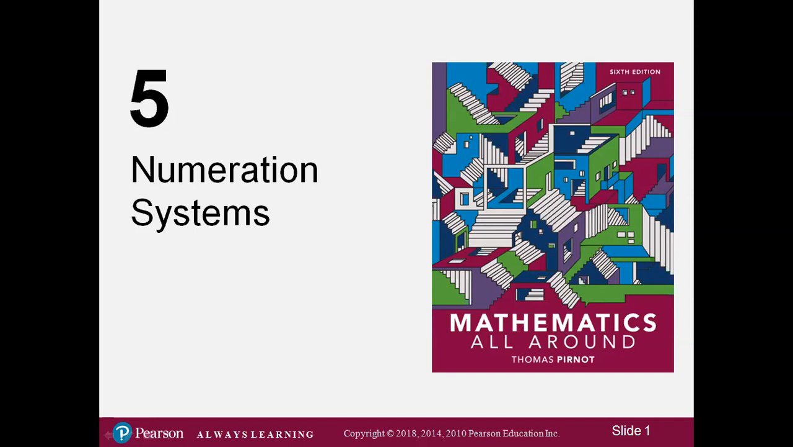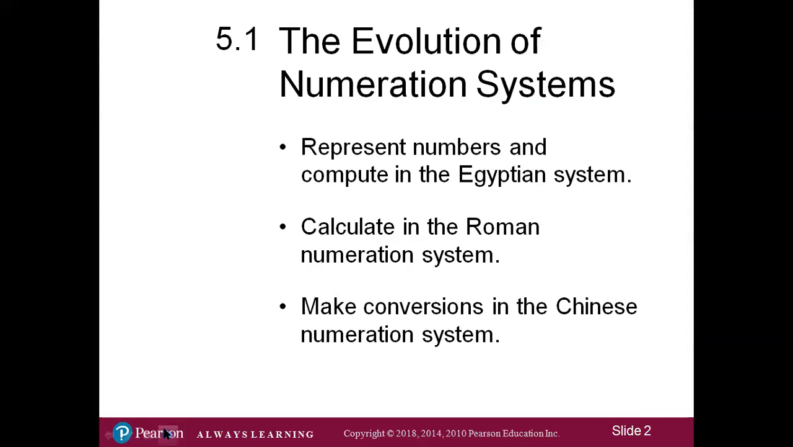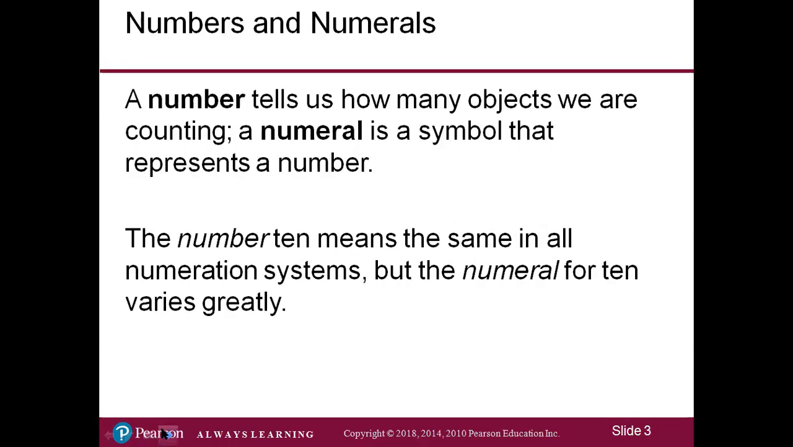Right, let's take a look at Chapter 5, Numeration Systems. 5.1 talks about the evolution of numeration systems. Our goal is to represent numbers and compute in the Egyptian system, calculate in the Roman numeration system, and make conversions in the Chinese numeration system.